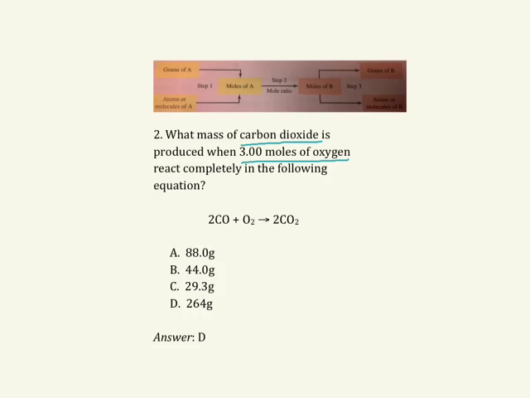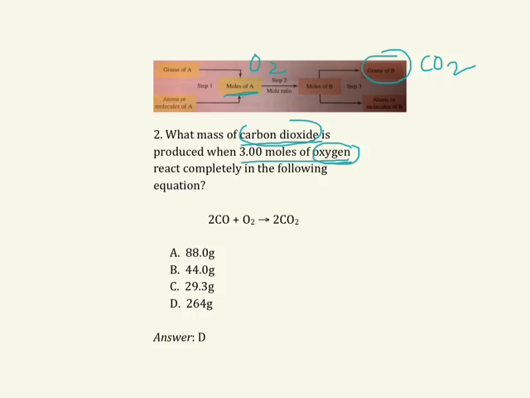So now first thing first, what is given? Moles of oxygen is given. So assume your oxygen is A and moles of A are given. Whatever is given, assume that as an A, and whatever you have to find out, assume that as B. So carbon dioxide will be B, and you have to find out mass of carbon dioxide, which means grams of B. B is carbon dioxide, A is oxygen. So moles of oxygen are given and you have to find out grams of carbon dioxide.